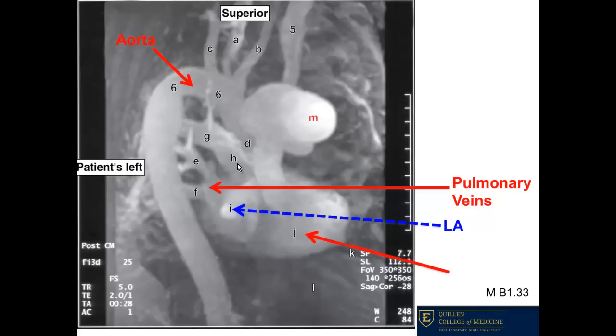J, notice, is the most inferior surface of the heart. So that's the chamber that's forming the diaphragmatic surface of the heart. So that has to be our left ventricle, which is going to eventually feed the aorta. Let's look at structure 5. That is our superior vena cava.